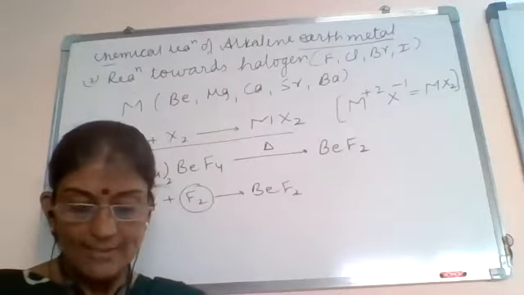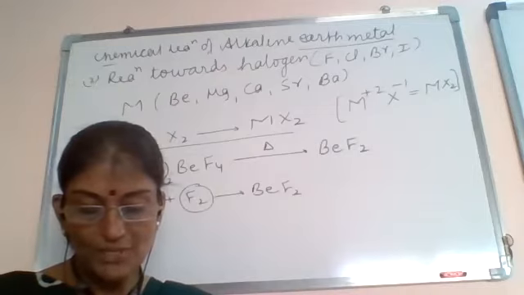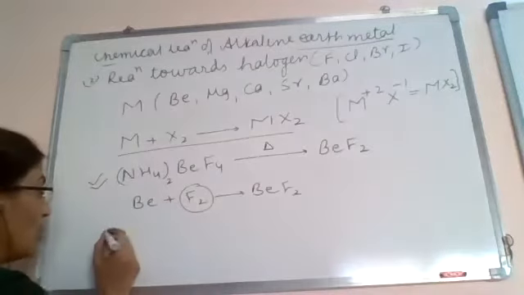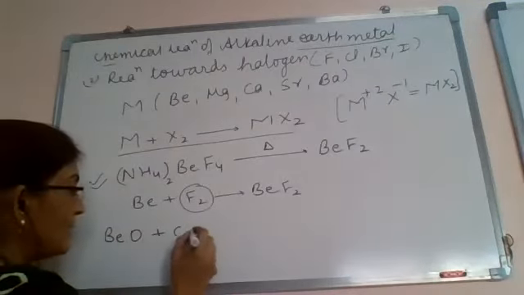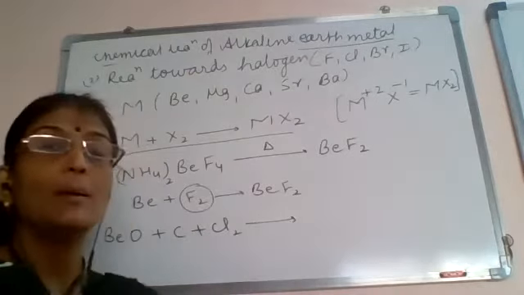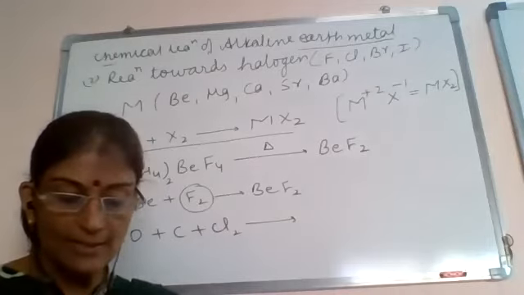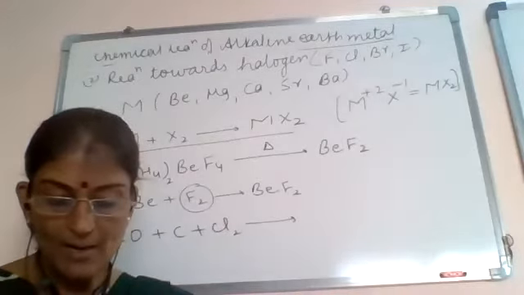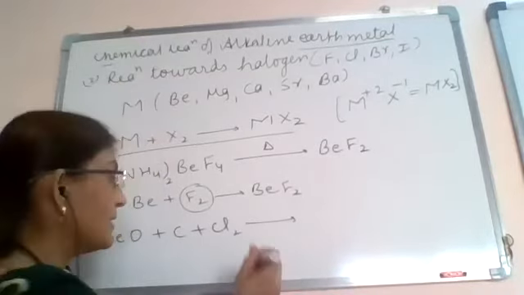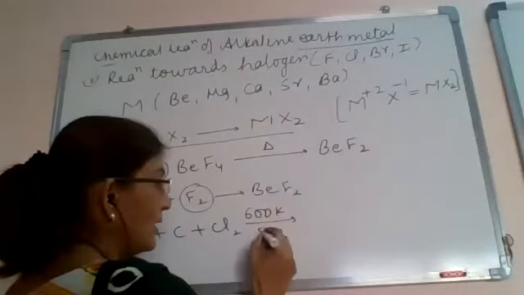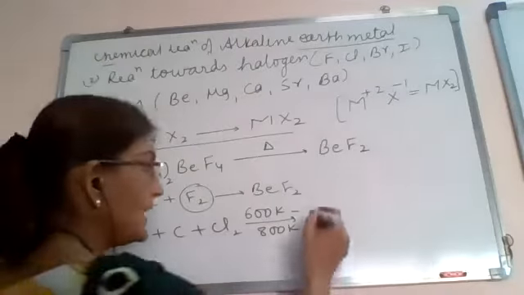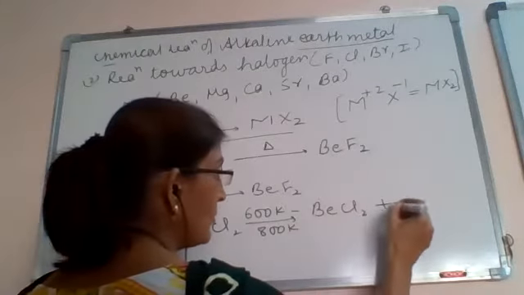Clear? Second, for preparation of beryllium chloride, one convenient method is there. Write down that BeO plus carbon plus chlorine. This was asked in your NEET and JEE exam. This method, beryllium chloride का preparation, that is beryllium oxide, carbon and chlorine. When it is heated at 600 to 800 Kelvin, what is the product obtained? BeCl2 and CO, carbon monoxide.